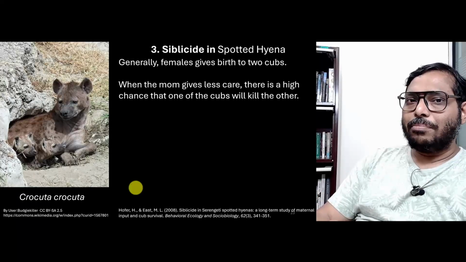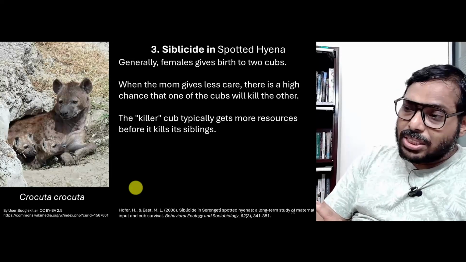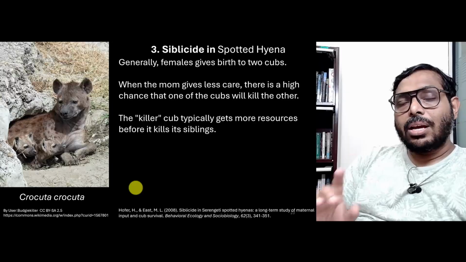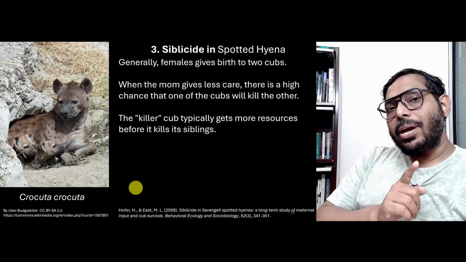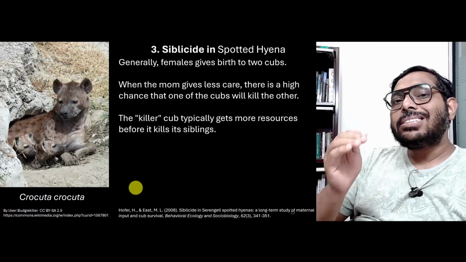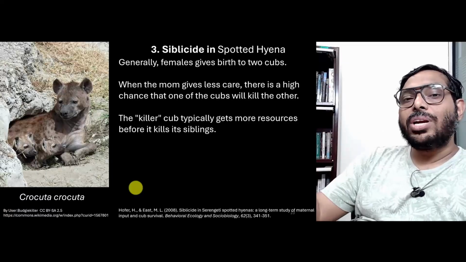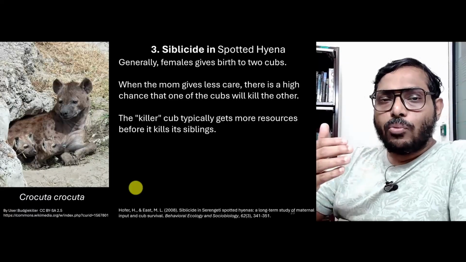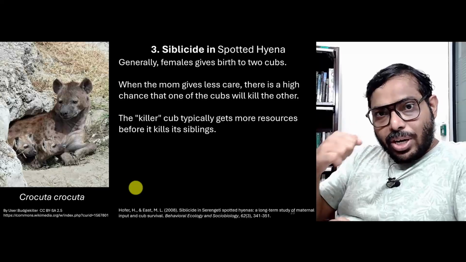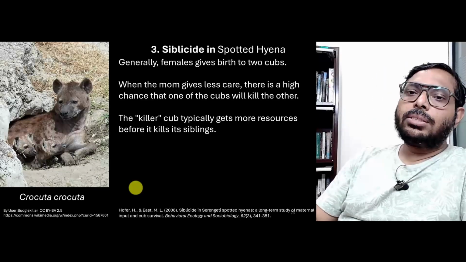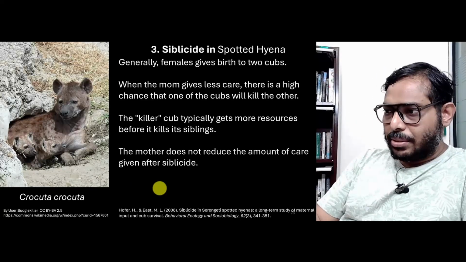And this is the interesting part. When siblicide is going to happen, the killer cub is typically the one which ends up getting more resources from the mother before it has killed the siblings. So, probably this is the one which ends up getting more resources, therefore getting a little stronger, and therefore this is the one that ends up killing its siblings.